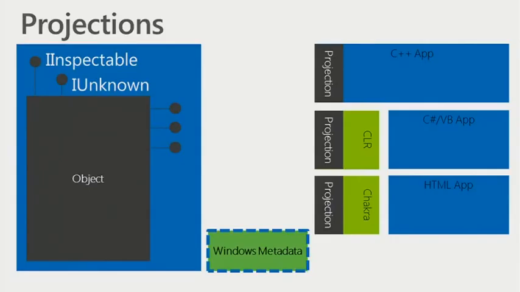So now we have this object sitting here. What do the projections do? Well, as I said before, the projections surface those APIs in a way that's natural to you, depending on what language you're using. So here we have different languages, C++, C#, VB, and HTML, and we have the Windows metadata store. The question here is, when do we talk to the Windows metadata store to create objects and those kinds of things? Well, if you're using C++, the Windows metadata store is purely a compile-time thing. At compile time, we know where to find the objects. They live in shell32, for example. We can generate code in the projections that immediately accesses those objects.